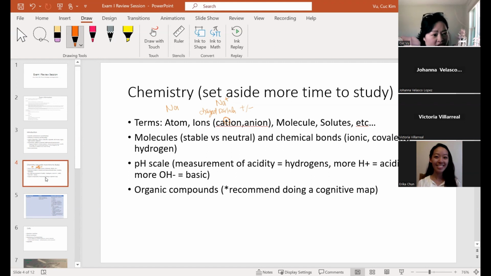Anions then are going to be what charge? Negative. Yep. An example of an atom is chlorine. Oftentimes you'll find chlorine written as Cl-. In other words, it picks up an electron, so it becomes negatively charged, because remember, electrons are negative particles. All right. What's a molecule?